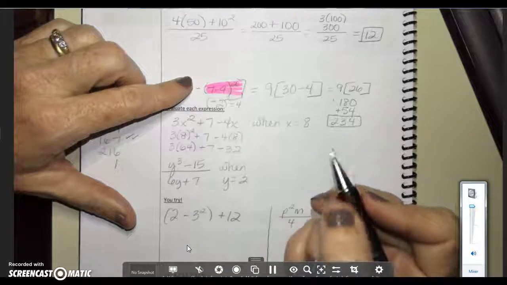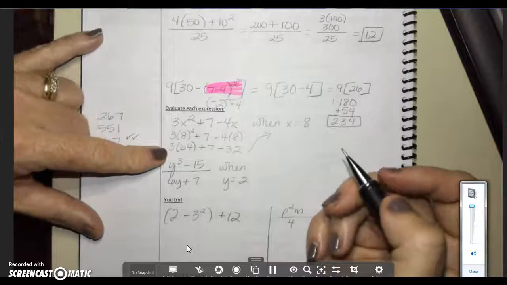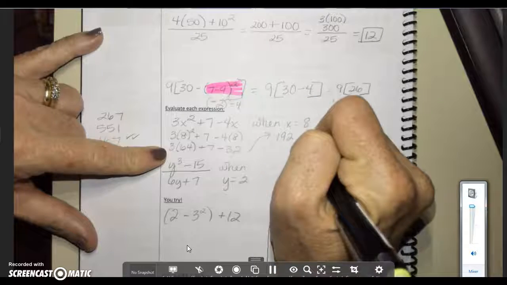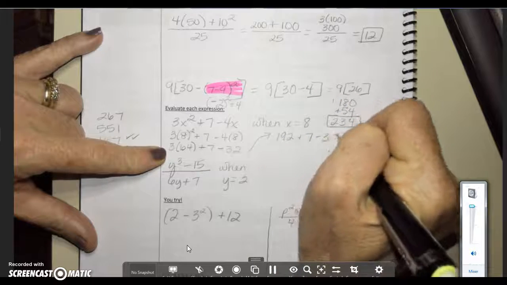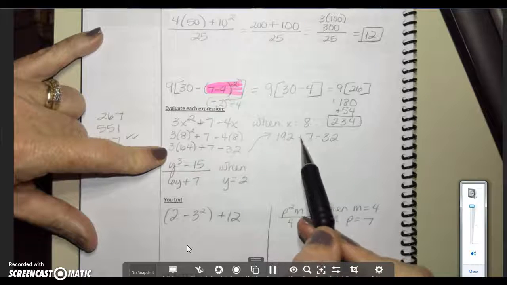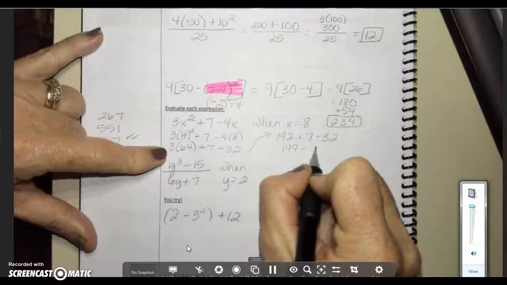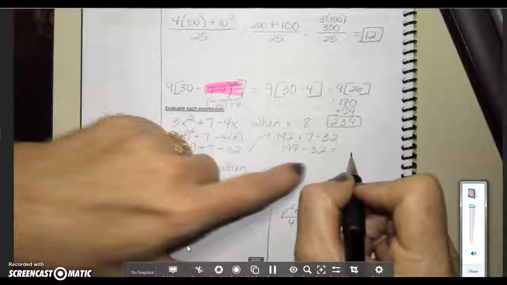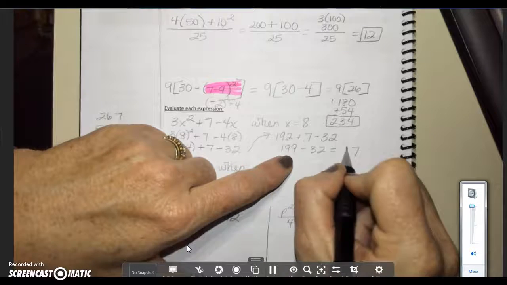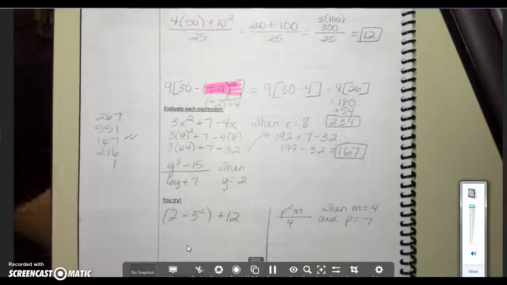Okay, so now I'm multiplying that by 64 plus 7 minus, what's 4 times 8? Okay, so now I've got to get 3 times 64, which is what, 192? So that's 192 plus 7 minus 32. So let's do this the easy way. What's 192 plus 7? 199 minus 32. What's 9 minus 2? 9 minus 3, 6, and 1 minus nothing. So the correct answer should be 167.